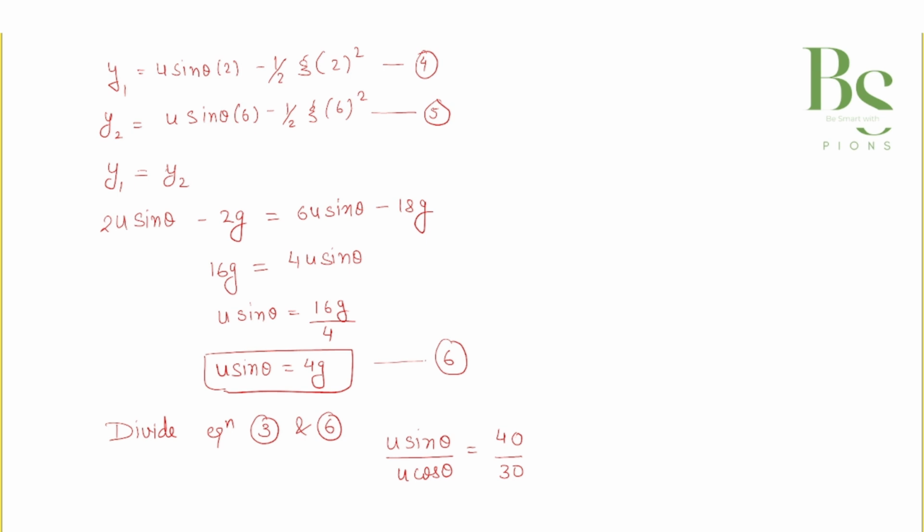So our u and u cancel. This implies tan theta is nothing but 4 by 3. Now, if tan theta is 4 by 3, then theta is nothing but 53 degrees. For 53 degrees, look at this triangle. If this is 53 degrees, then this is 3, this is 4, and this is 5. So theta must be 53 degrees. Yes, understood?